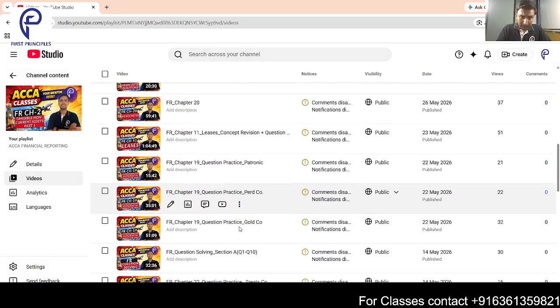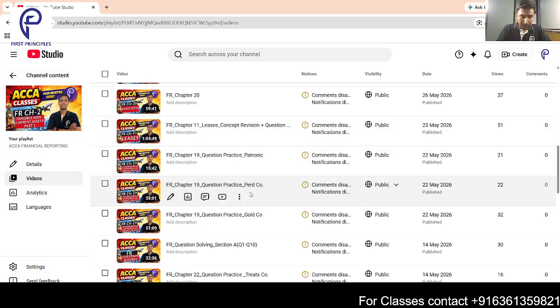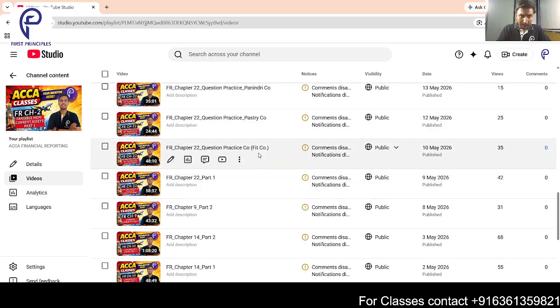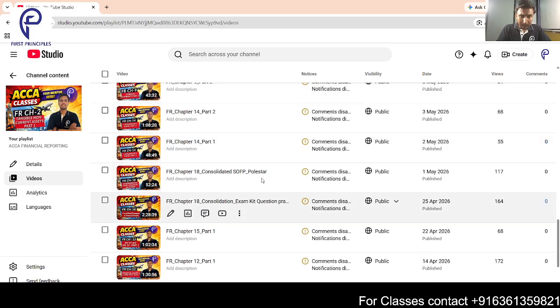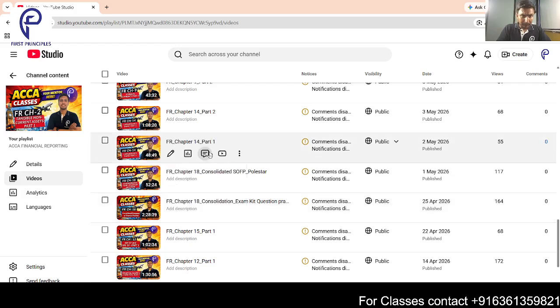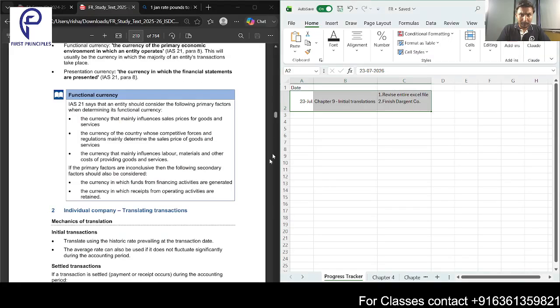Single entity consolidation, Petronic, Birdco, Goldco, Trades, Panindri, Pastry, Fitco, Polestar. Party को कर लो। ठीक है, we'll do party. So this is what we have to give. Okay, a little section C sums, guys, we'll do it on an Excel, and here we will update how we have gone about it.